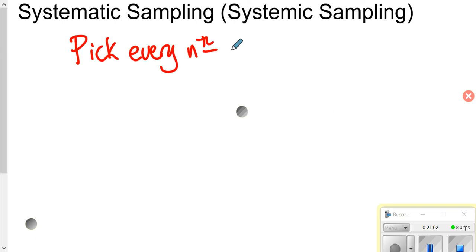All right, the next couple. I have heard this one called systemic sampling, and I've heard this one called systematic sampling. So I apologize. I really don't know what the right term is, and I use them both now because I've heard them both. But this is the one where you pick every so many. Let me write this differently, actually. Pick every nth item.